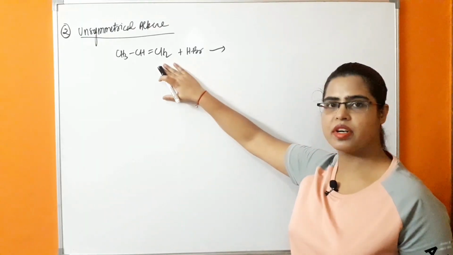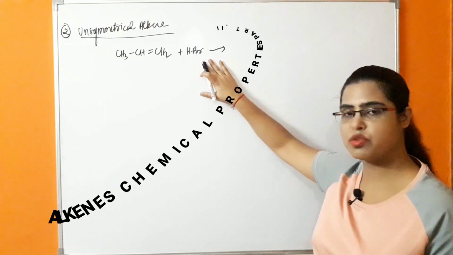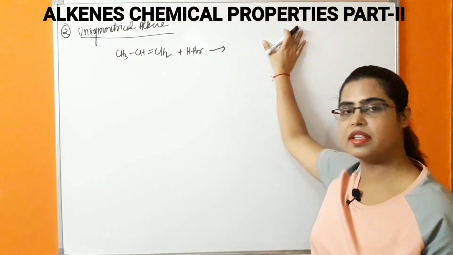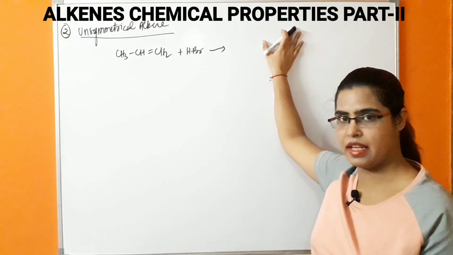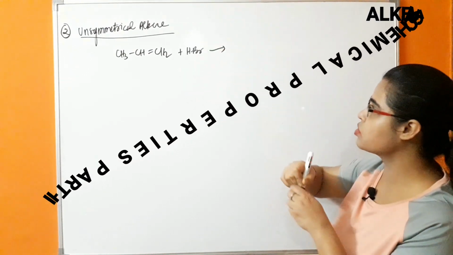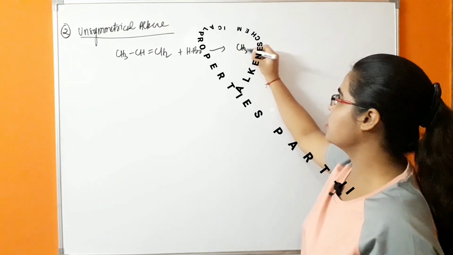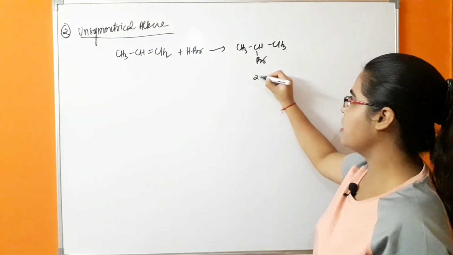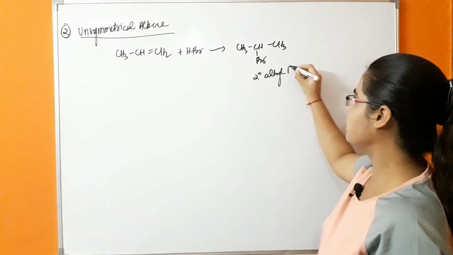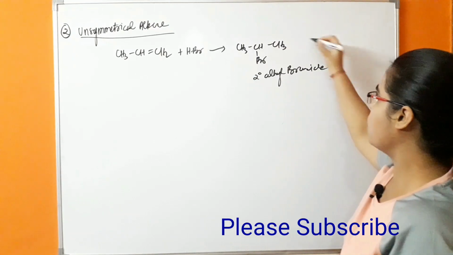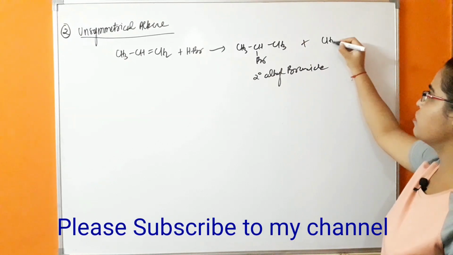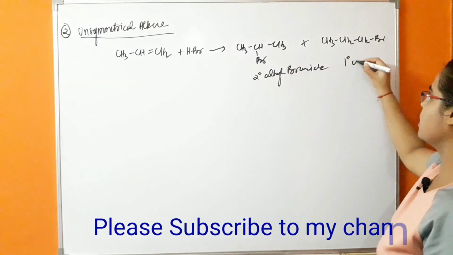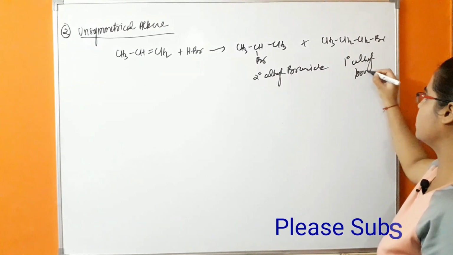In the case of unsymmetrical alkenes, when reacted with HBr, it was theoretically said that the product obtained is a mixture of haloalkanes. It means there will be formation of CH3CHBrCH3, that is a secondary alkyl bromide, and also CH3CH2CH2Br, that is a 1 degree alkyl bromide.